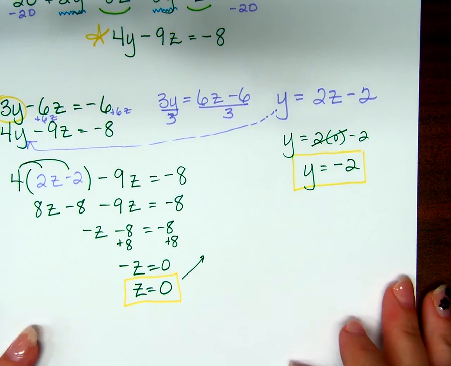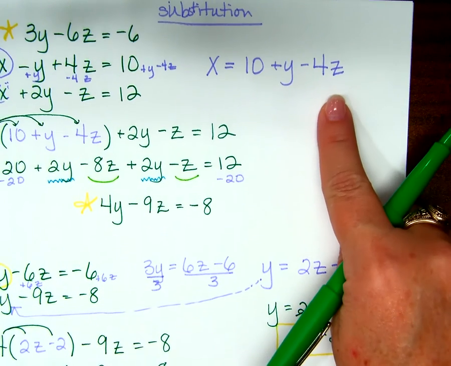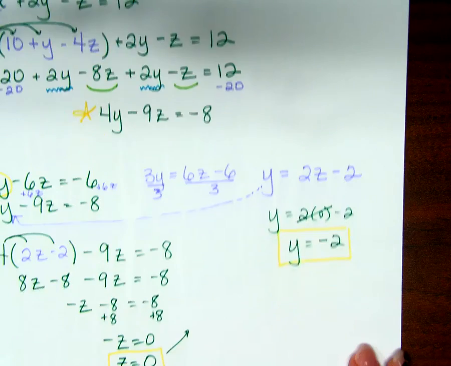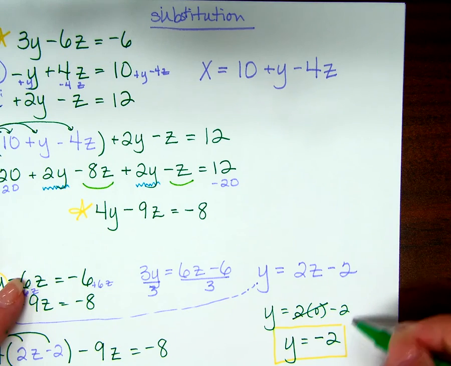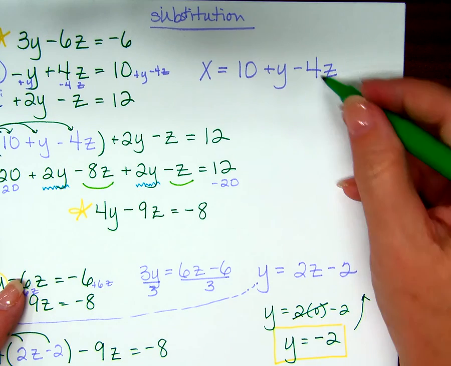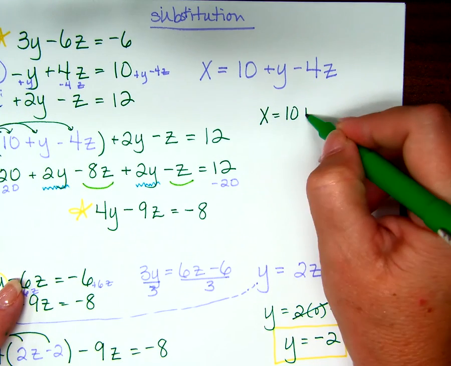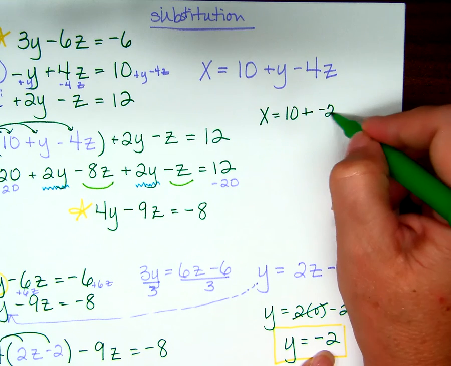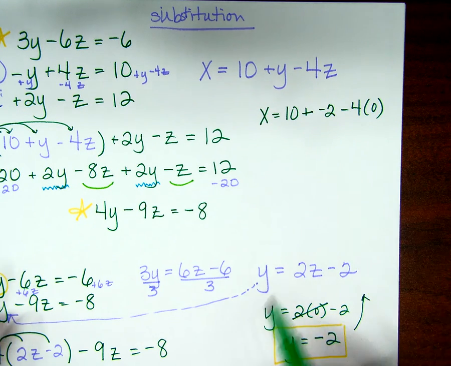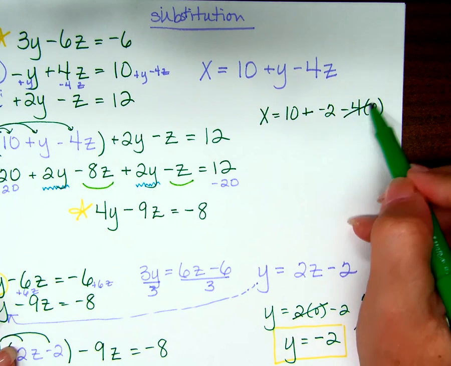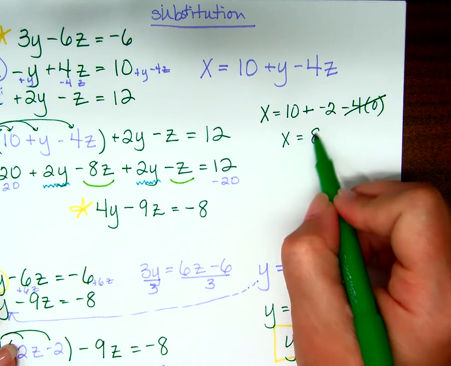Where should I plug that one in? So all the way back up here at the beginning? Do I need to stop? Are you okay? Okay. So now I want to take both of these and go up here to the top. X equals 10 plus y, which is negative 2, minus 4 times 0. Well, again, what's 4 times 0? 0. What's 10 plus a negative 2? 8.